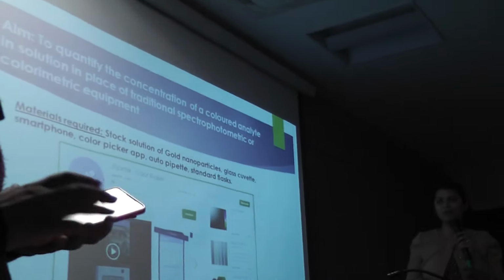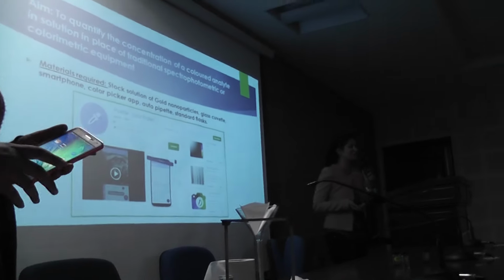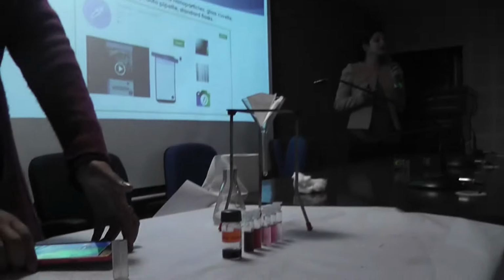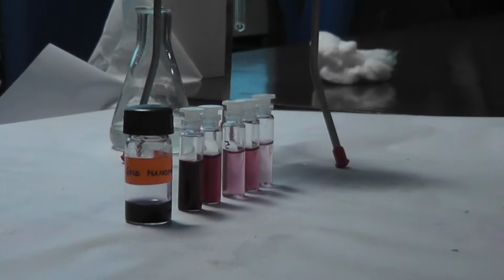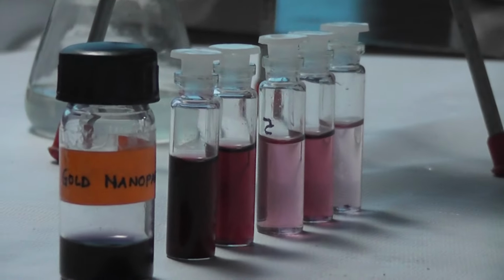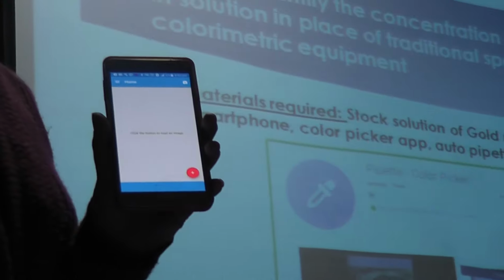We performed the experiment using a Galaxy S6 Edge smartphone, but you can do it with less high-tech smartphones as well. Obviously the image quality will vary with the smartphone. Then you have to download the color picker app from the App Store or Google Play Store. We use auto pipettes to transfer the solution, and standard flasks are used.